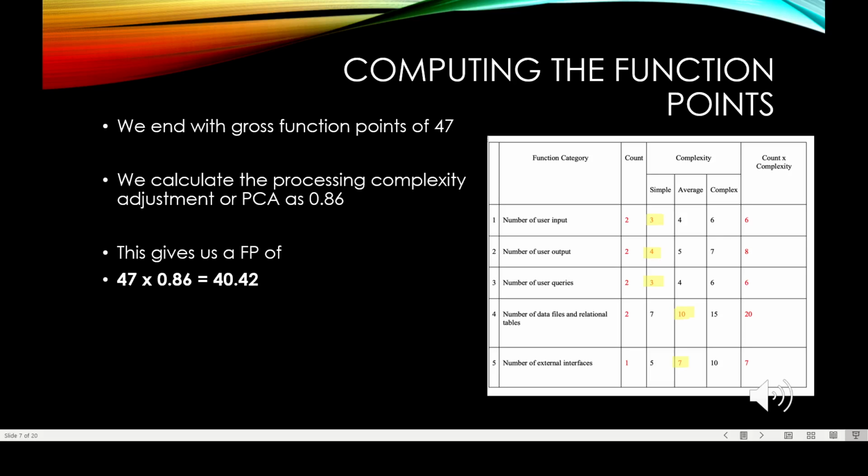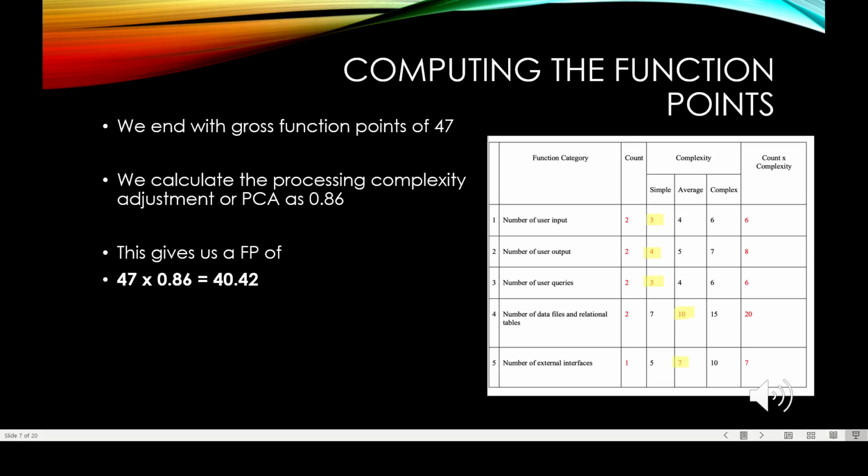So to get the function points, we first calculated the gross function points, which we ended up with 47 after using this table. We multiply the amount of categories by the complexity weight and add them all up. For the PCA, or processing complexity adjustment, we answered 14 different questions on a scale of 0 to 5, 0 being not important to our project and 5 being very important.